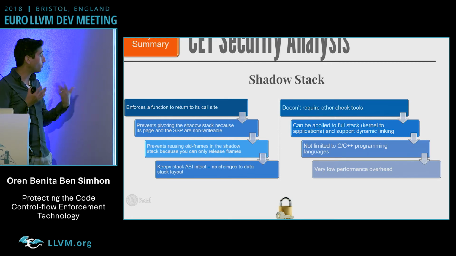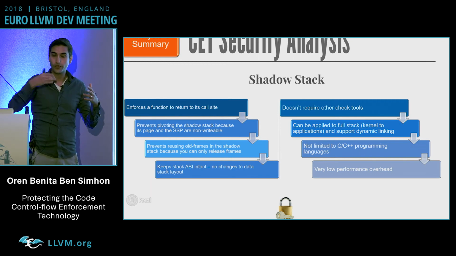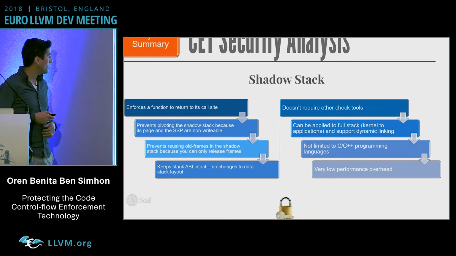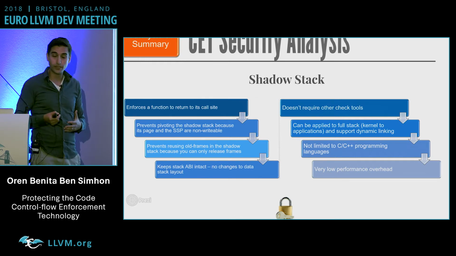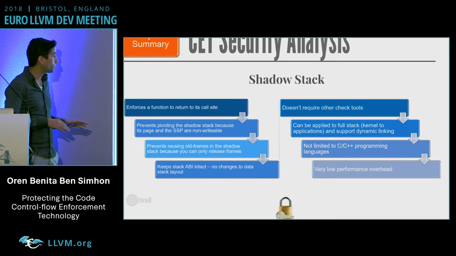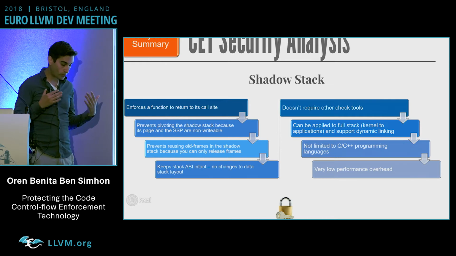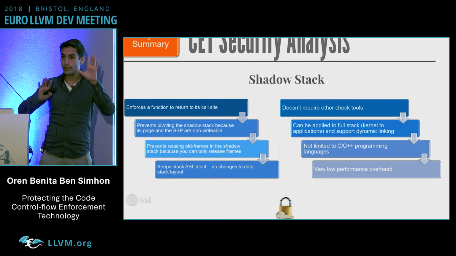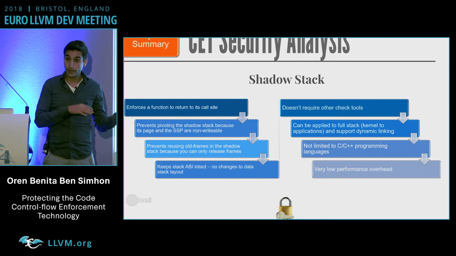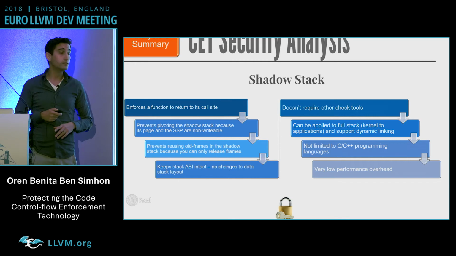It prevents reusing old frames because we only have increased SSP. We don't have decreased SSP, so you cannot use old frames in the shadow stack. It keeps the stack ABI intact. For example, there are other solutions like SafeStack that change the ABI. In this case, we don't change the ABI. The ABI stays the same. There's no requirement for other tools like ASLR, that I talked about before, that try to randomize things. Other solutions may require ASLR, which is already vulnerable. We know that. So in Shadowstack, we don't need such a thing.